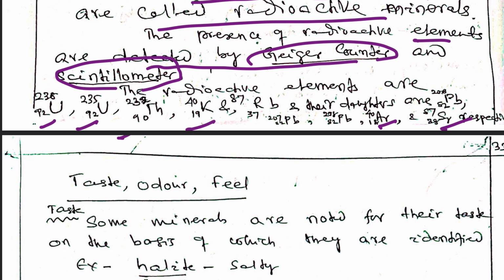These are the instruments which detect the alpha, beta, gamma radiations, and the radioactive elements continuously go on emitting alpha, beta and gamma radiations. So, the minerals which contain these elements continuously emit radiations, and these radiations are detected by these instruments.